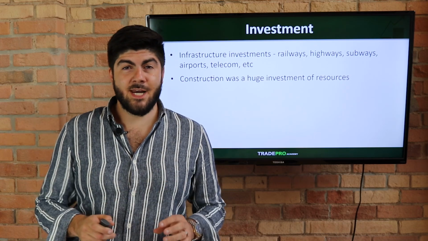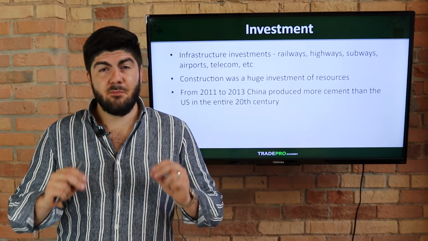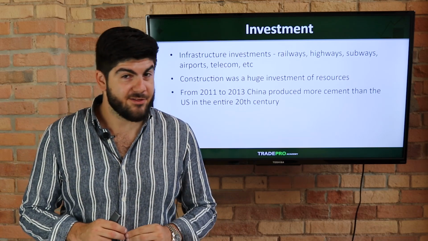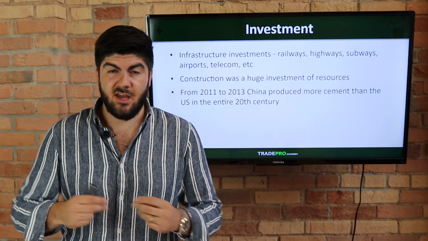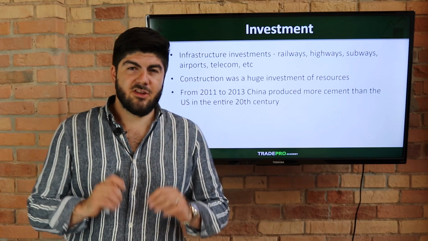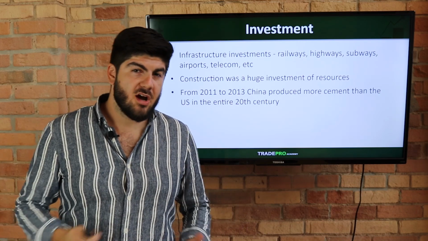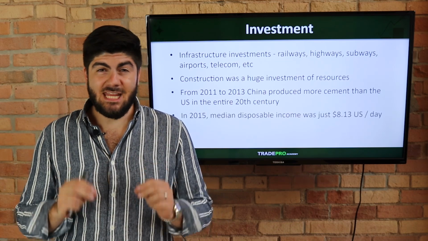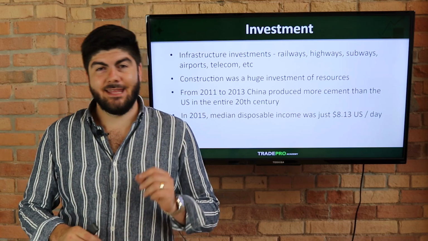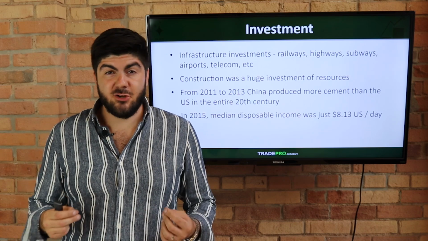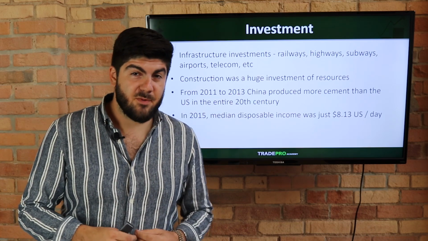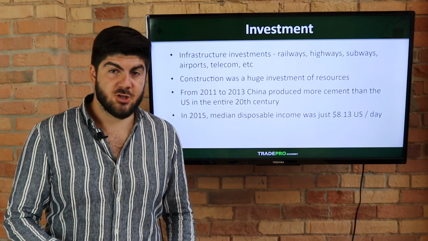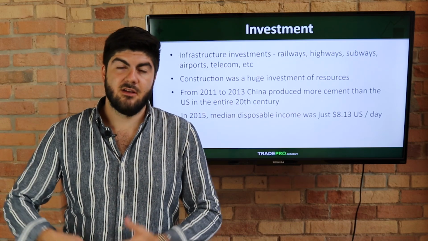In fact, between 2011 to 2013 alone, China produced more cement to fund their construction projects than the US did in the entire 20th century. This was a massive boom in terms of infrastructure and development. However, the dark side to this development was that while a lot of jobs were created for the booming Chinese population, the average wage was just $8.13 US a day in 2015, much lower than the average global median income. And this was in part responsible for being able to create lower cost goods that they would export internationally, making their products more attractive to global consumers.